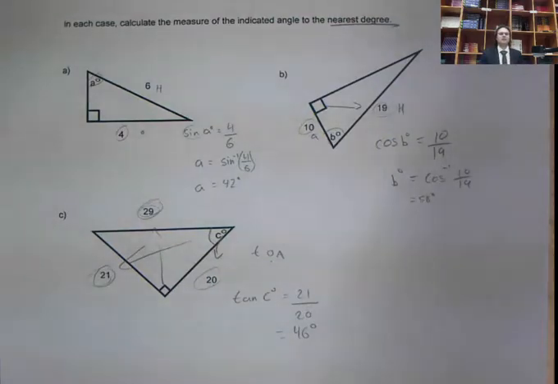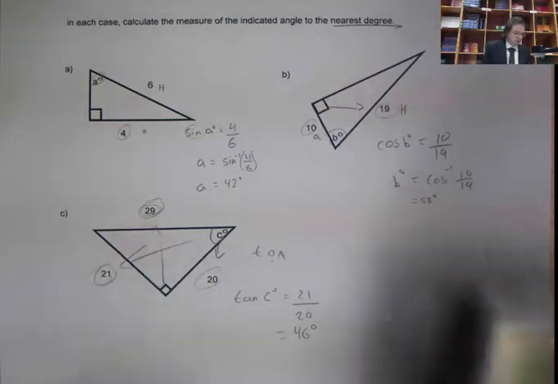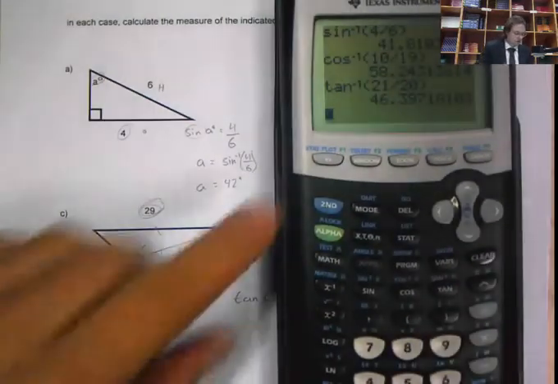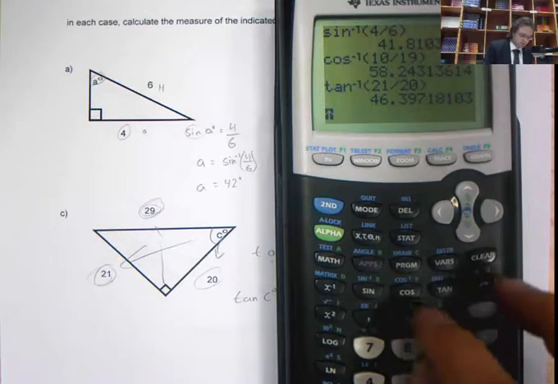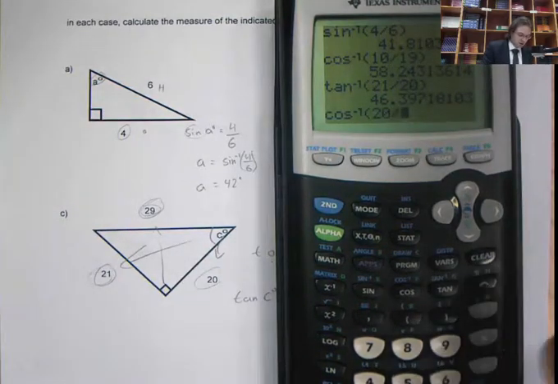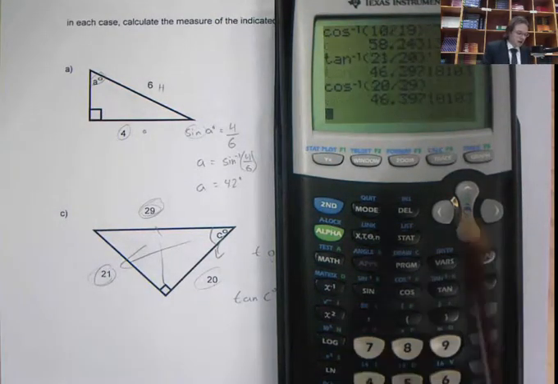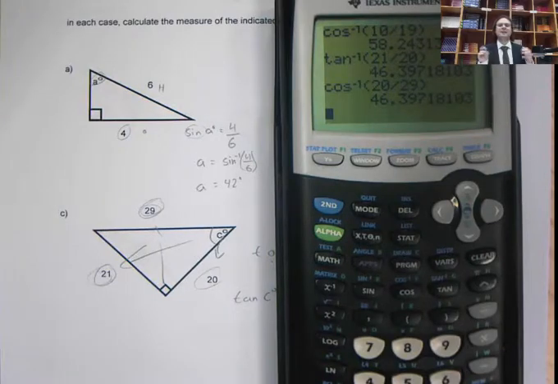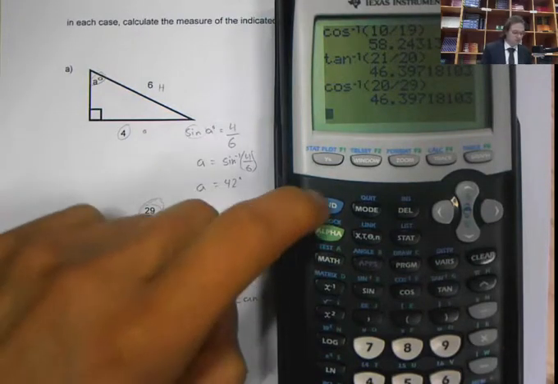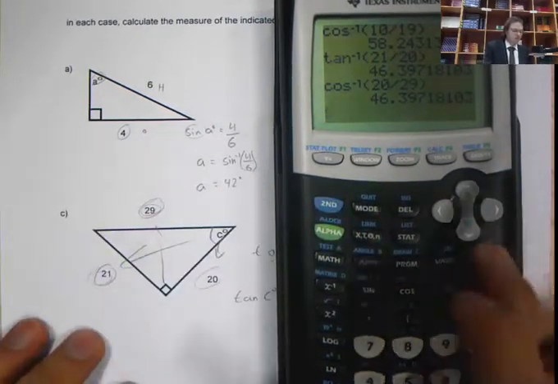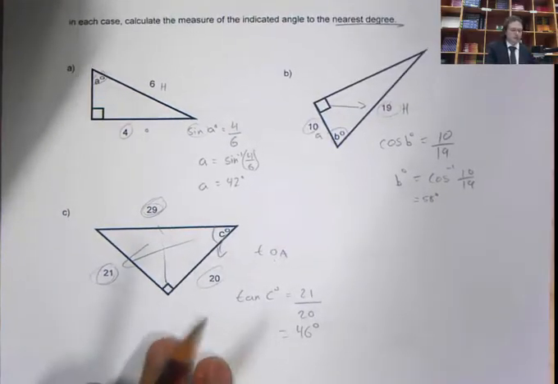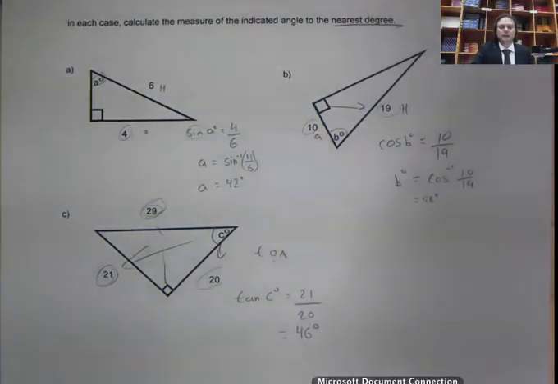Okay? And that's it. Now, let's see if I would have gone cosine. So cosine would have been 20 over 29. Okay, so let's try that one. So I'm going to go second cosine, 20 divided by 29. And look right there. It gave me the exact same value. Okay. Now, let's take a look at my next section here.